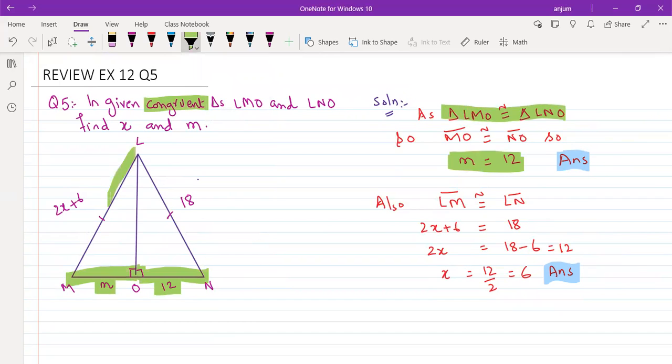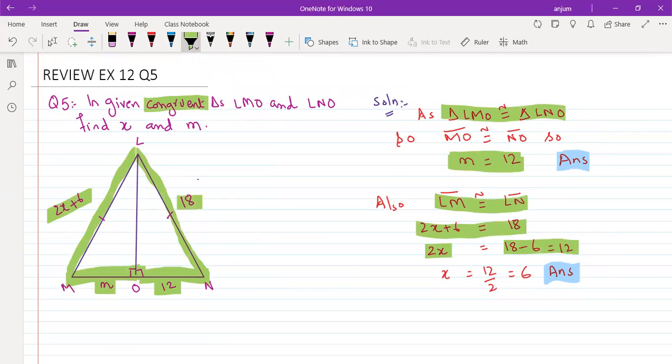Similarly, side LM will be congruent to side LN. We can write the values over here: 2x plus 6 is equal to 18. And from here we can get the value. 2x is equal to 18 minus 6, which is 12, and x is equal to 12 by 2, which is 6. So that's all.